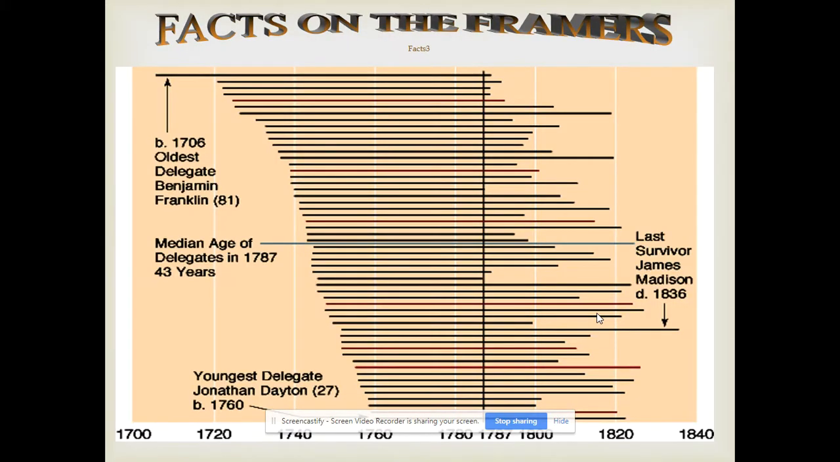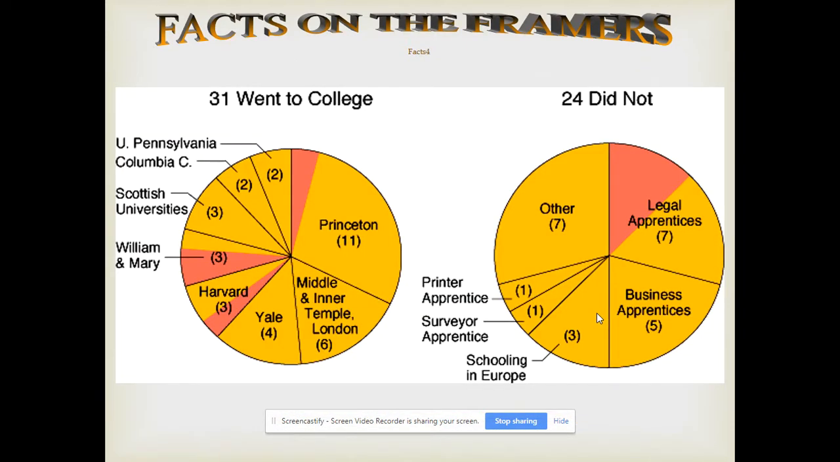It also shows the age. The youngest delegate was 27. The oldest delegate was Ben Franklin, 81. So the average age, you can tell, is in the early 40s. Those that went to college, and just because you didn't go to college doesn't mean you were not well educated. Oftentimes they would have private tutors, even if they didn't attend college. So they had fine education up to a certain point in their life instead of actually going on to a university. You can see Princeton had the most graduates of any of the founding fathers.